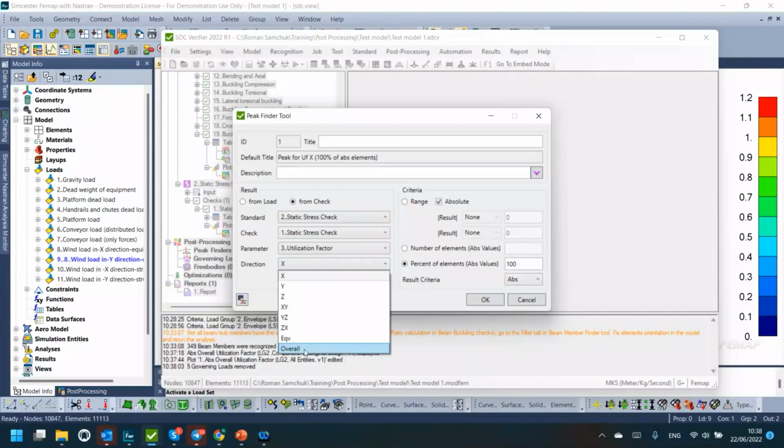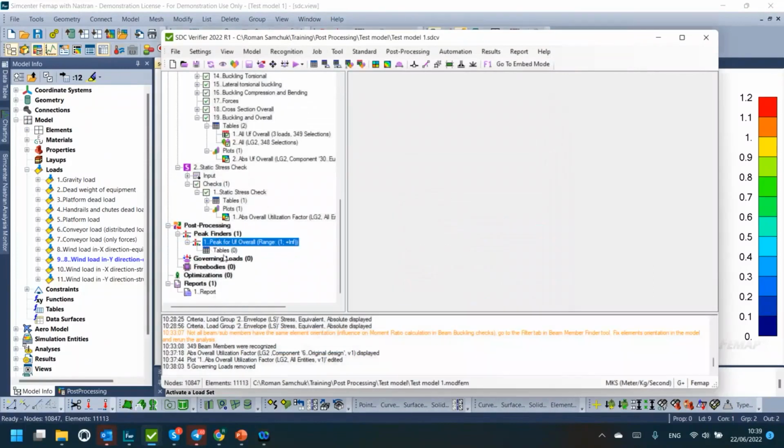So I'm going to focus on the overall utilization factor value over all directions. And I'm basically interested only in all the values which are higher than 1, because it will mean that our stress level will be higher than the criteria we prescribe for this check.